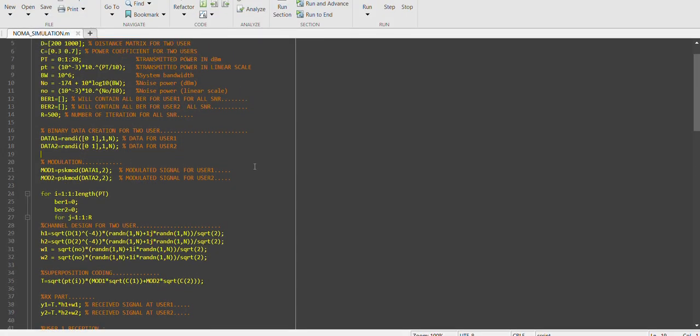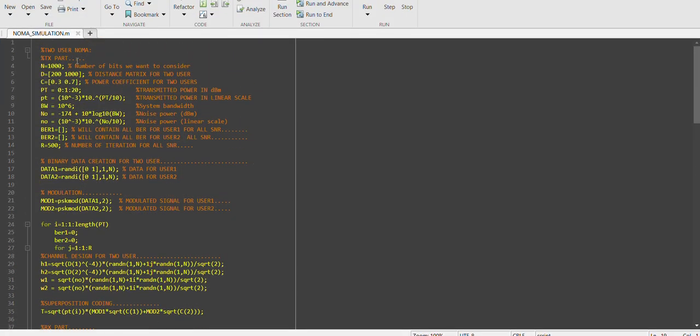So we need to configure some parameters at the transmitter side. So we'll generate binary data for user 1 and user 2. For that we need to give the length of the data we need to consider. Suppose n is 1000, it is the length of data we need to consider for user 1 and user 2.